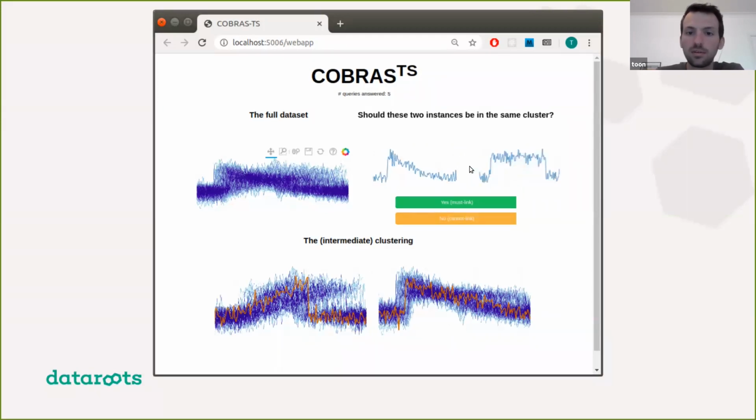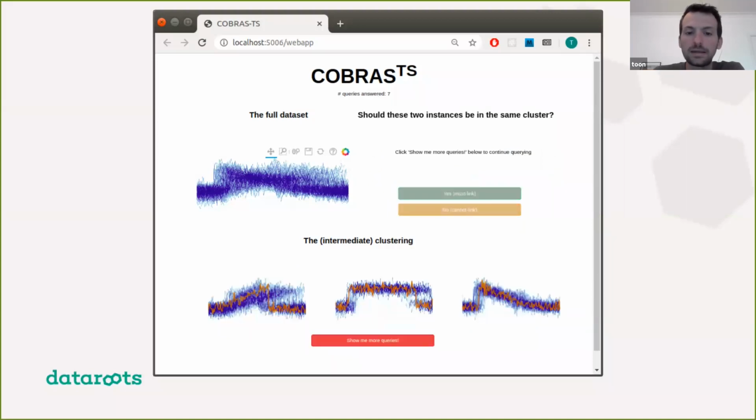It's very easy to answer these queries. And after 7 pairwise queries, in this case, we get the following intermediate clustering. And it's also, I think, the final clustering because this one looks good, right? We have here on the left the upward patterns, then in the middle the horizontal patterns, and then the downward patterns. So this is meant as an illustration to show how easy it can be to steer the clustering algorithm in the right direction.